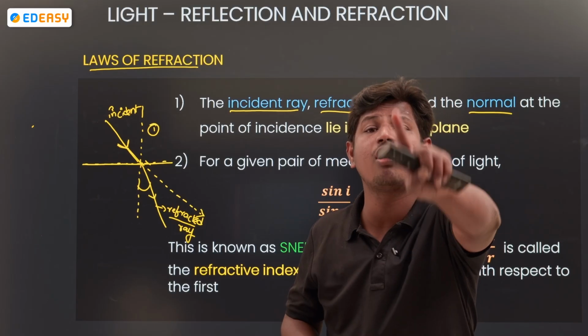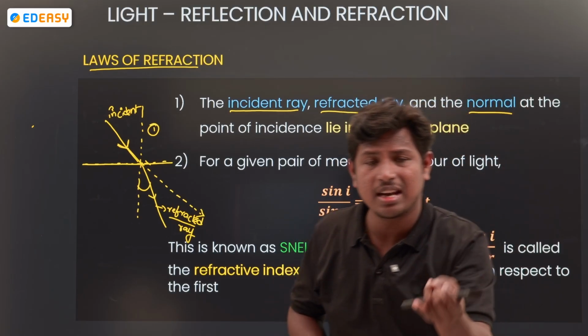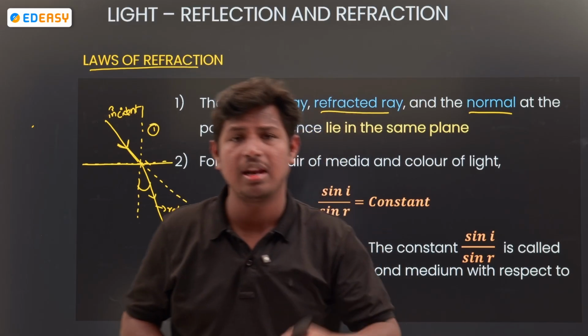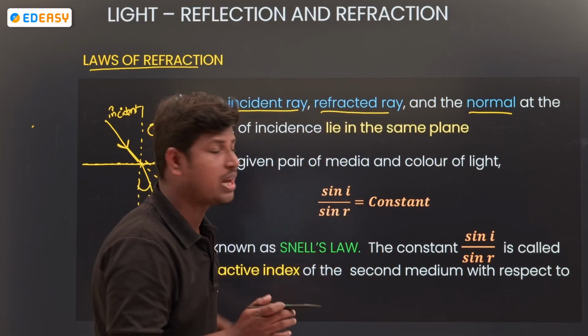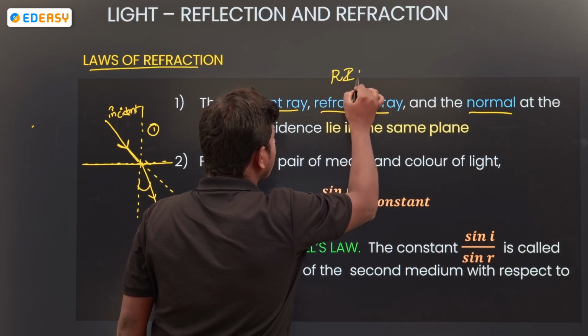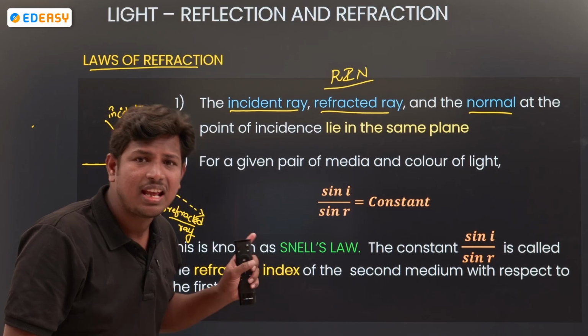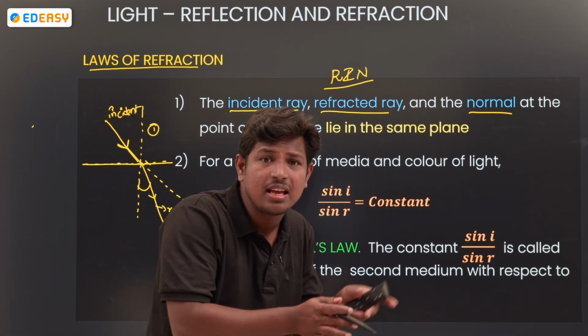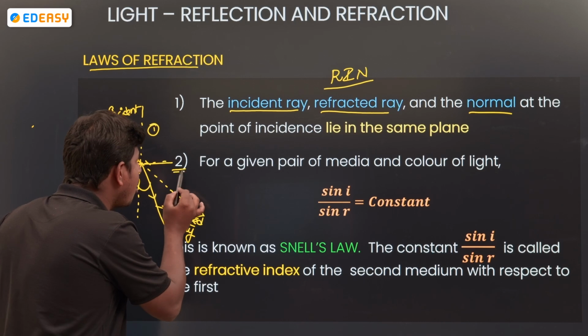This is the first law of refraction. What is the first law of refraction? Incident ray, normal and refracted ray all lie in the same plane. You can remember it with a shortcut also: RIN, refracted ray, incident ray, normal, these three lie in the same plane. Next, coming to the second law of refraction.